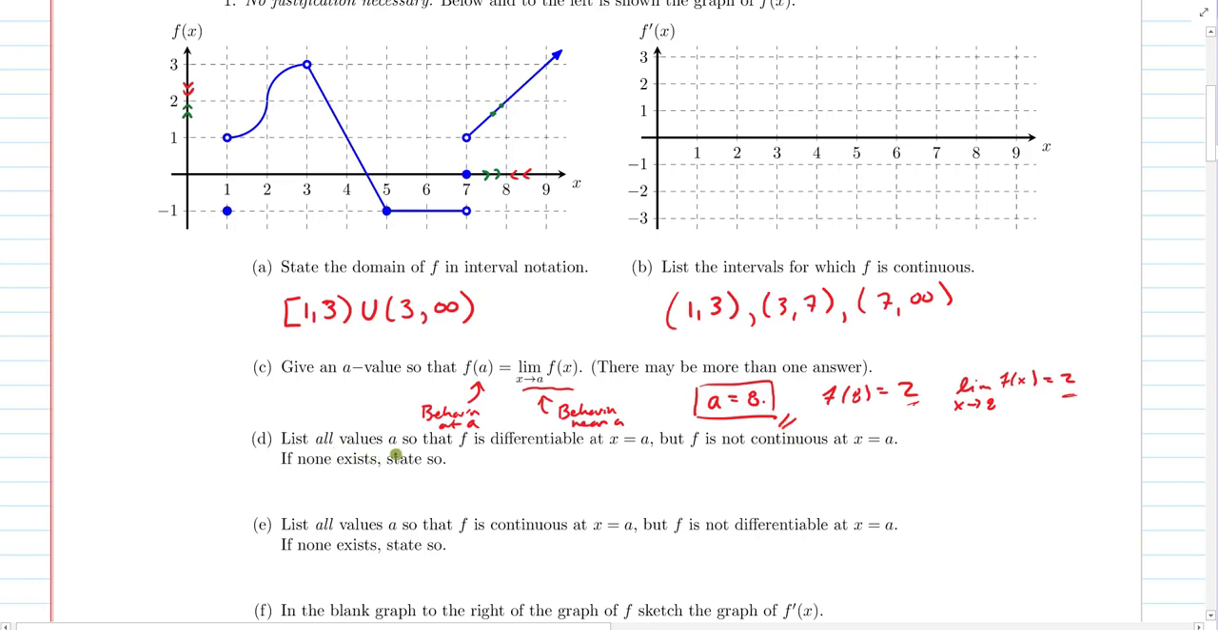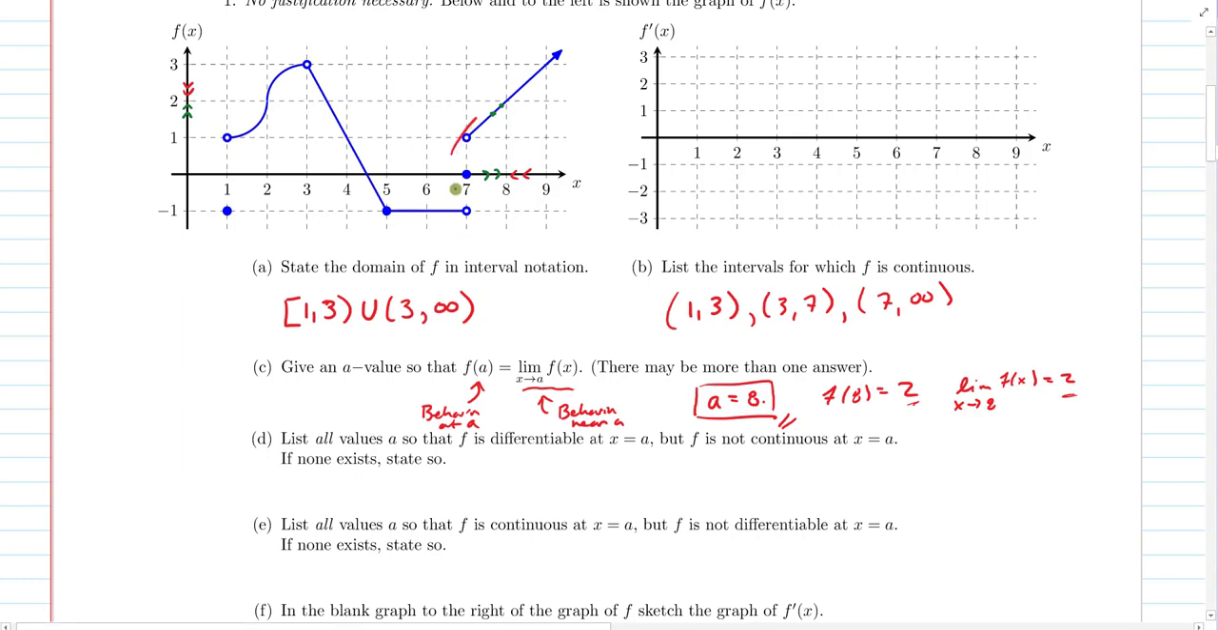Then we're asked to list all a values so that f is differentiable but not continuous. Well, this is a silly question. In order to be differentiable at a point, which means in order to be able to put a tangent line there, the function has to be continuous there. For example, at x equals 7, we said the function wasn't continuous. It's impossible for me to put a tangent line on the graph of the function here.